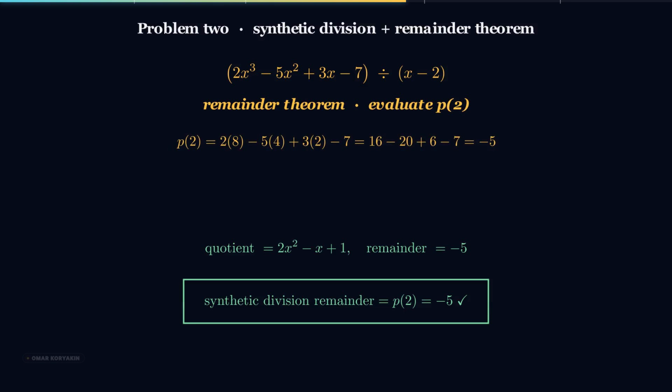Both routes give negative 5. The synthetic division remainder and the polynomial evaluated at the divisor's root are the same number, as the remainder theorem guarantees. The match confirms the synthetic division was done correctly.